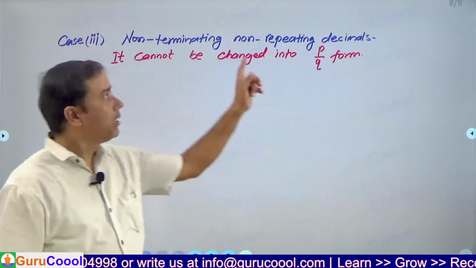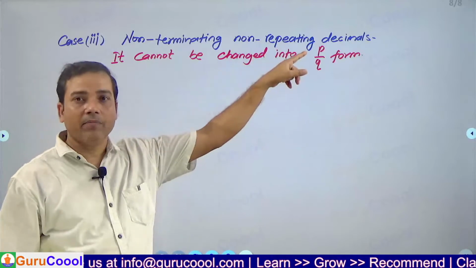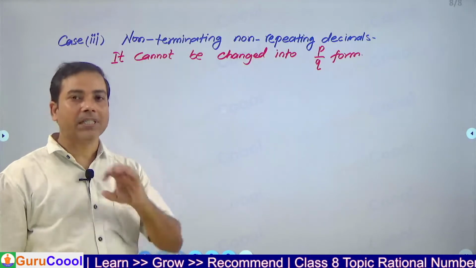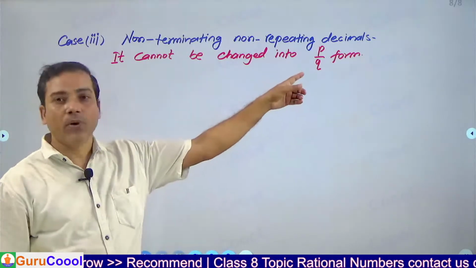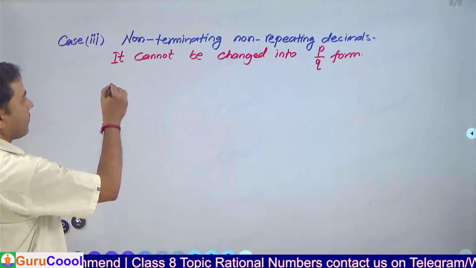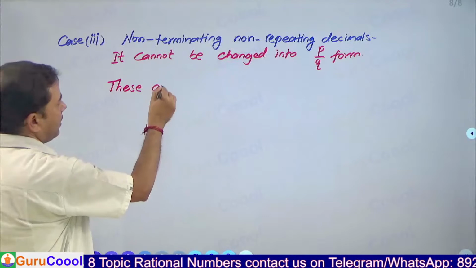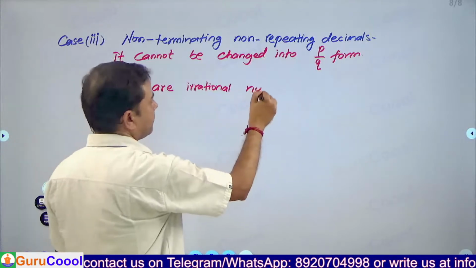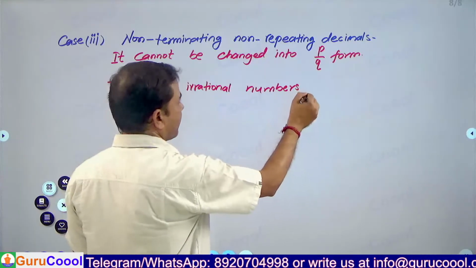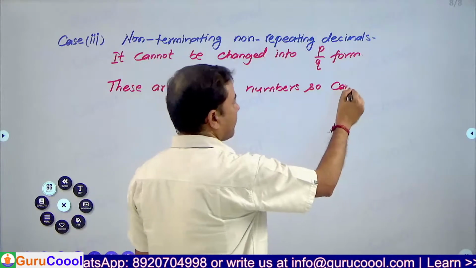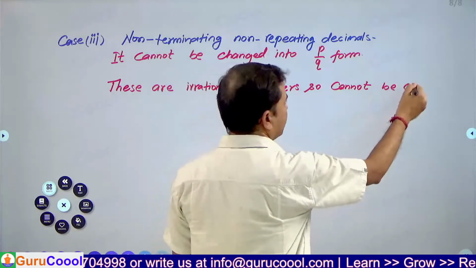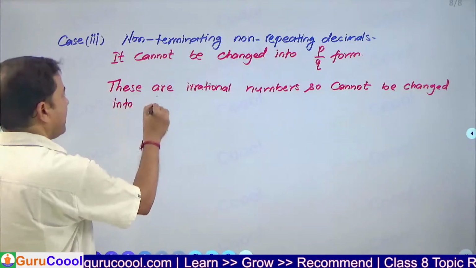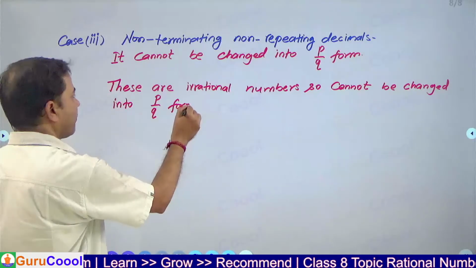I told you these non-terminating, non-repeating decimals are actually irrational numbers. And irrational numbers cannot be expressed in the p by q form, right? Yes, sir. These are irrational numbers, so they cannot be changed into p by q form. Done.